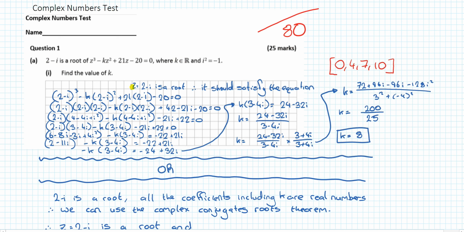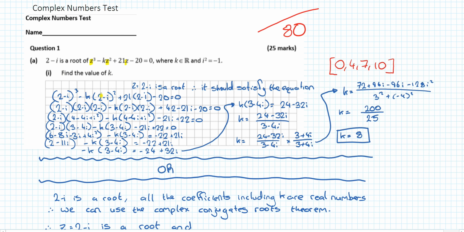So z equals 2 minus i is a root. We know it's a root, it says it in the question, so it should satisfy the equation. If I sub it in, it should mathematically make sense. So that's what I go and do. Wherever there's a z, I sub in 2 minus i. You'll find then that there's only one unknown, and that's k.